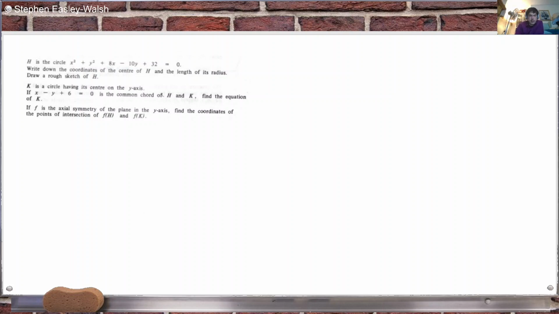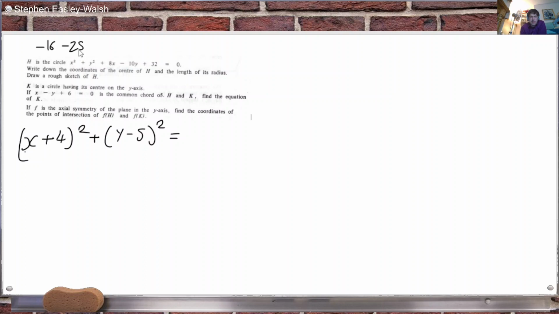Okay, let's have a look here. We've got a circle and we need to write down the coordinates of the center and the length of the radius. So let's complete the square. That's going to be x plus 4 squared plus y minus 5 squared equals, so that needs to have a minus 16, that needs to have a minus 25, and there's a plus 32 there.